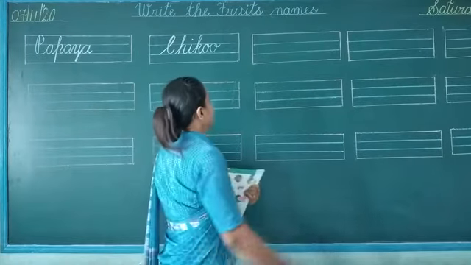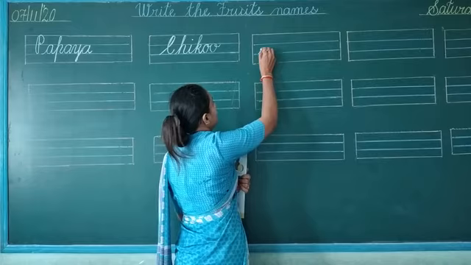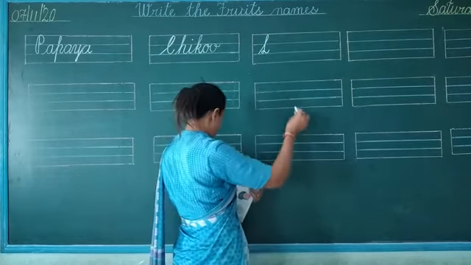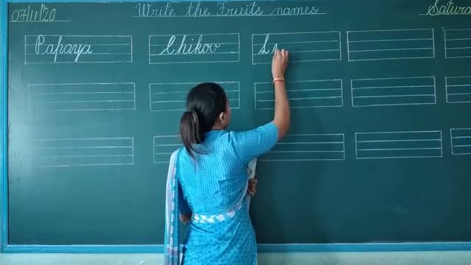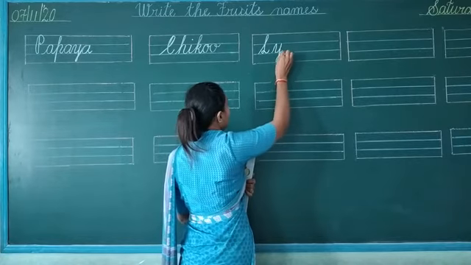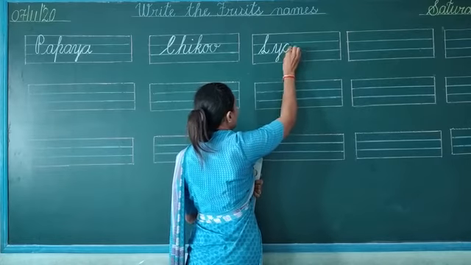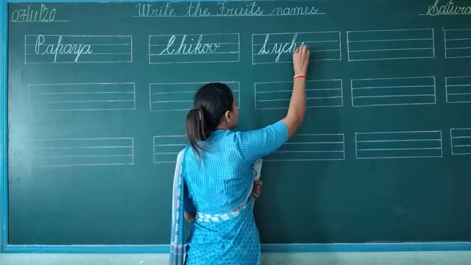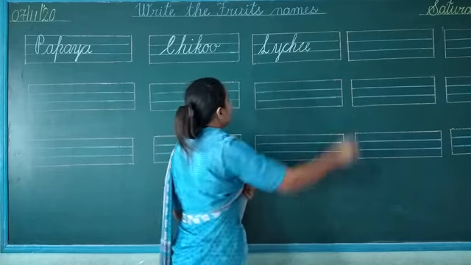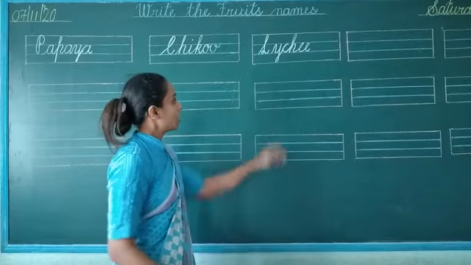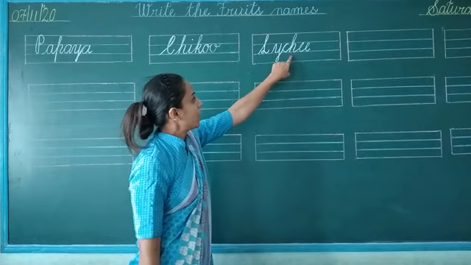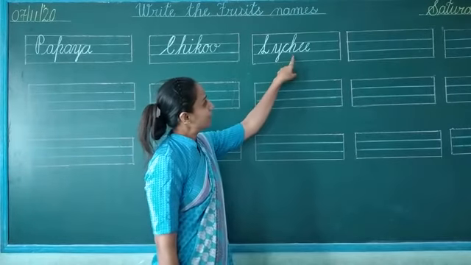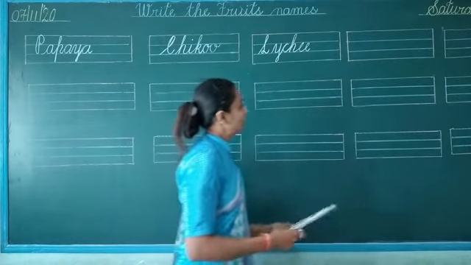Third is lychee. We have to write the first letter in capital letter. So L, Y, C, H, double E. Lychee. L Y C H double E, lychee.